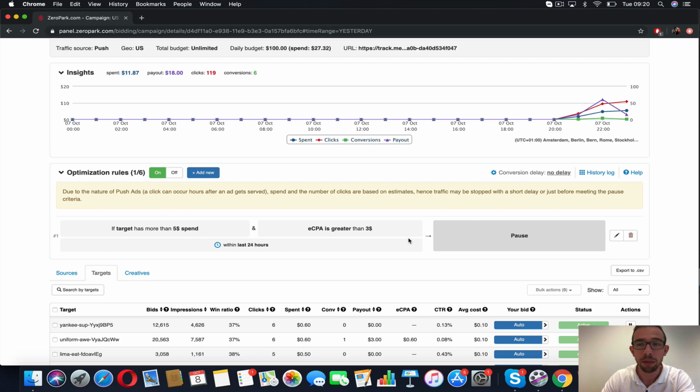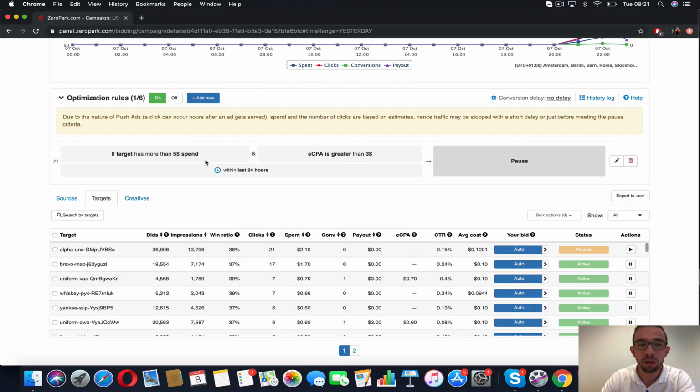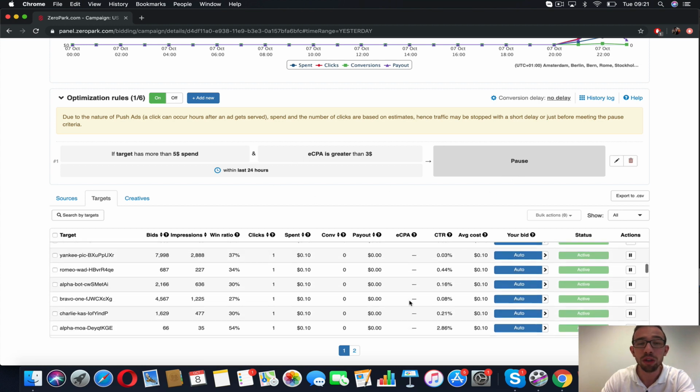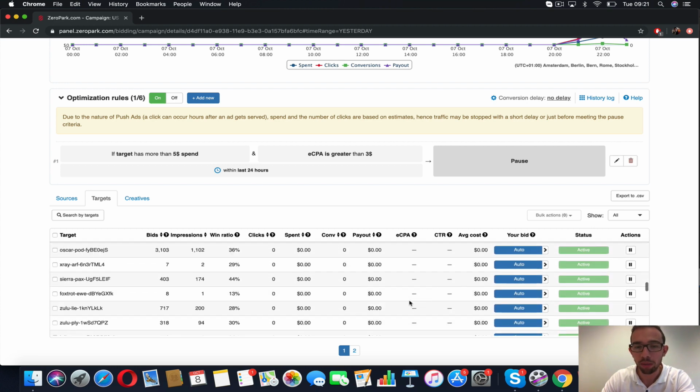You never know. It might go down because you're testing more, but I already know it's never going to test too much because of this rule-based optimization. So it's never going to overspend because it's going to pause the specific targets if it becomes too expensive. And that's what you want. You want basically the system to be able to auto-optimize while you keep control of things.